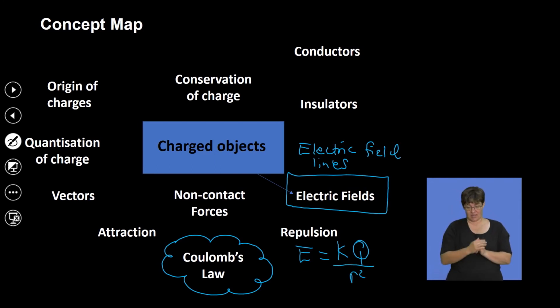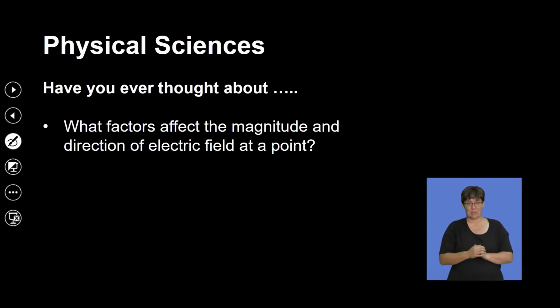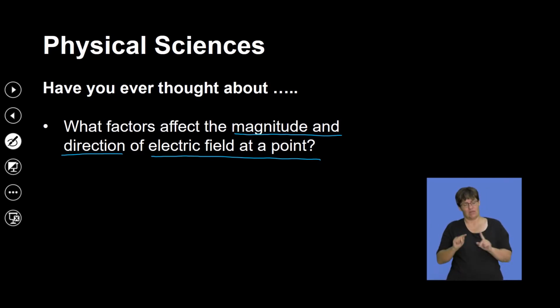So today we'll explore more about E net, the net electric field at a point, right? The big idea we need to be comfortable with is discovering the important factors that affect the magnitude and direction. Already we're saying electric field at a point is a vector. So what exactly affects the magnitude and direction of electric field at a point, right?